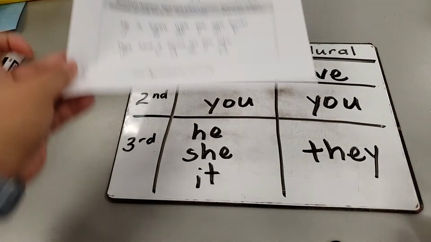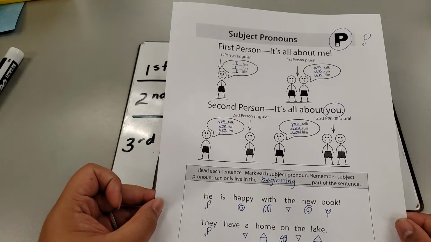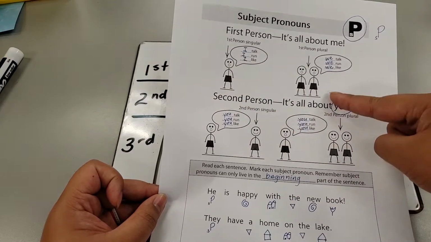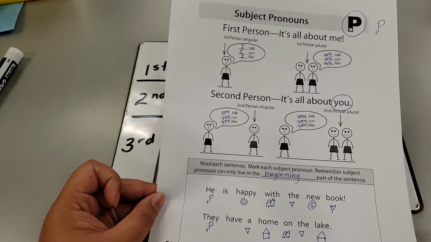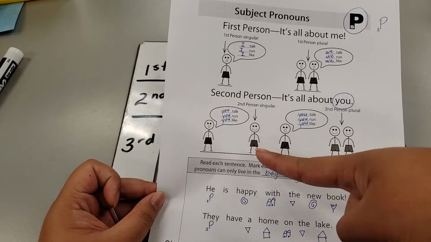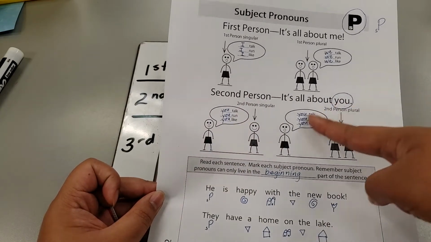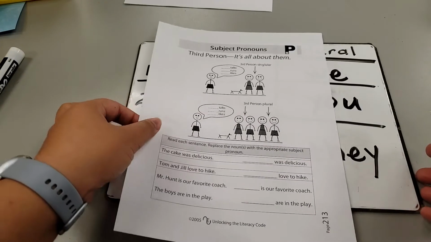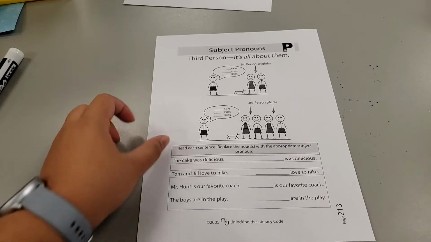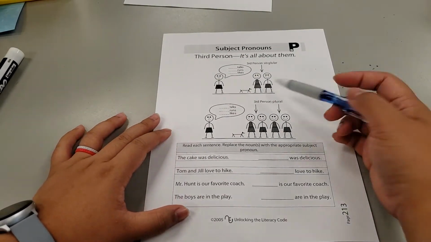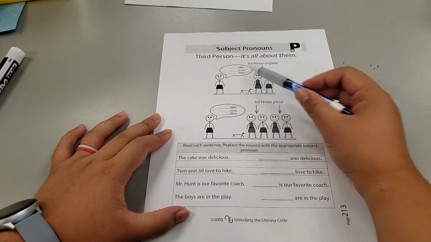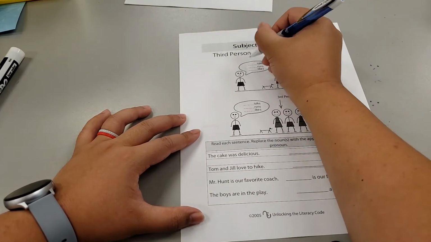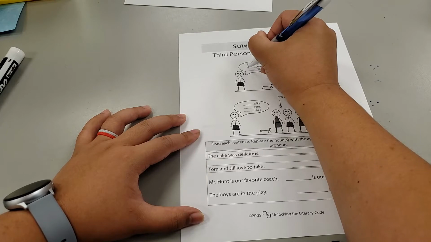So in your last worksheet, I'll bring out yesterday's work. You had first person, it's all about me. So we say I or we if there's plural, more than one person. Second person, all about you or you all. Now for our page today, third person, it is all about them. So if I'm talking about it, like the dog, it talks, it runs, it likes. So that's one way.